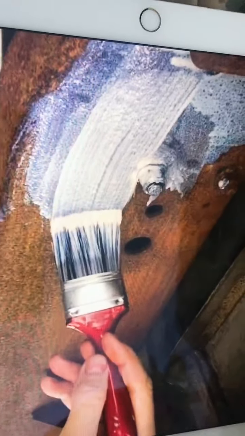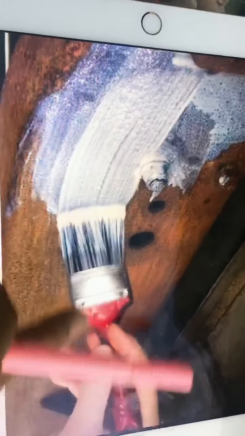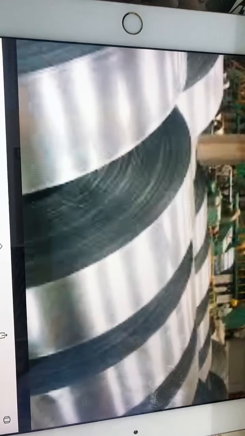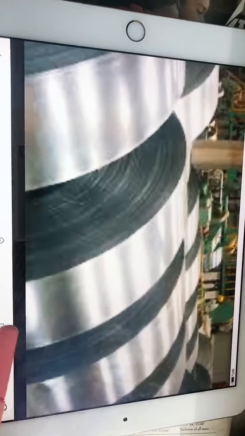Students, to prevent rusting, we can paint an iron article. We can galvanize an iron article. Galvanization is coating of an iron metal with another metal to protect it. Let's see, here it is protected with another metal.